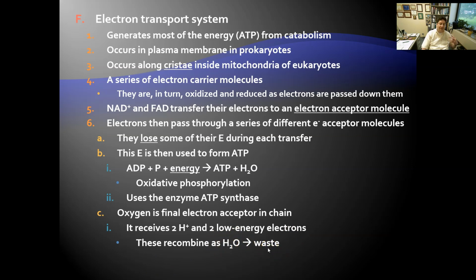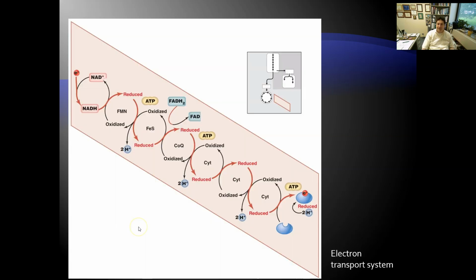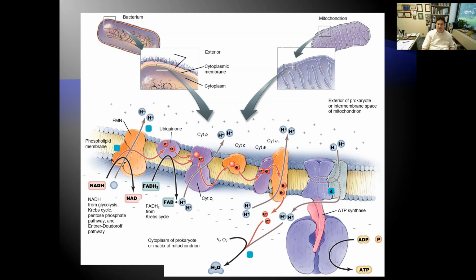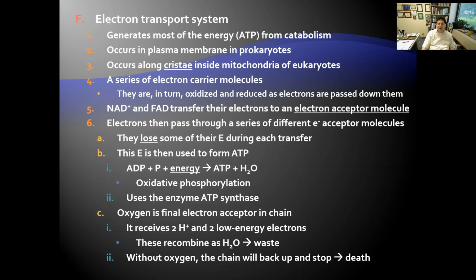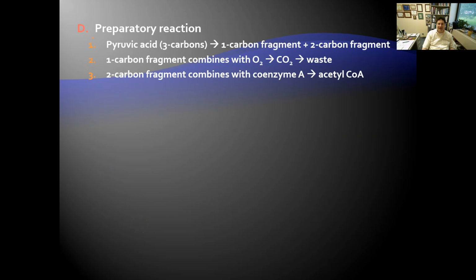Your body makes this all the time as waste. It's called metabolic water, and you will eliminate that in your urine. Without oxygen, this whole chain backs up and stops, leading to death, sometimes quick death. It's how cyanide works, as it binds with this oxygen, backing up the whole chain. All right, there's our electron transport system in detail, where it occurs in bacteria. So if we go back here quickly, let me run all the way back to this diagram here.